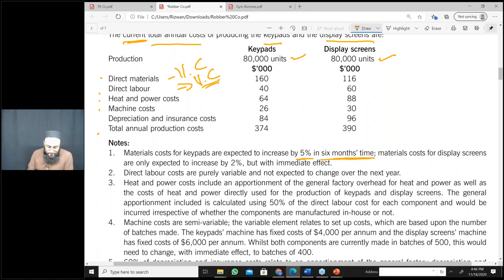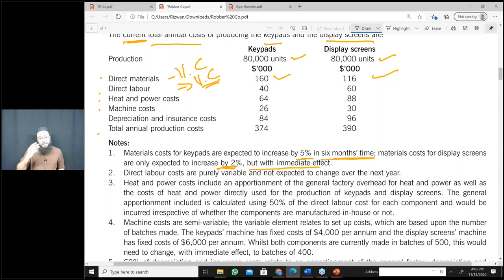Material costs for display screens are only expected to increase by 2%, but with immediate effect. Because we are doing the calculation for 80,000 units, we have a cost of material for 80,000 units for keypad and 80,000 units cost for display screen. We can write this cost as it is, but there is some adjustment required. So what is the adjustment, my friends? The adjustment is that the material cost for keypad will increase by 5%.